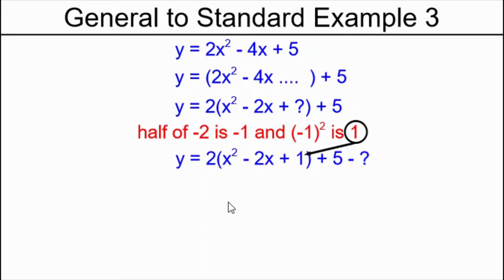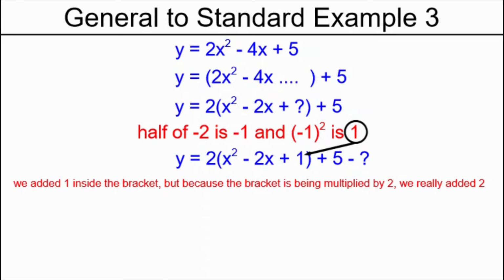But because we added a 1 over here, that means we have to balance it off over there. And this step is also a little different because we have to realize we didn't really add a 1 here. We added a 2 because of this 2 outside of the bracket, which means we have to subtract a 2 somewhere else. That's why I'm writing minus 2 here in this question mark position.